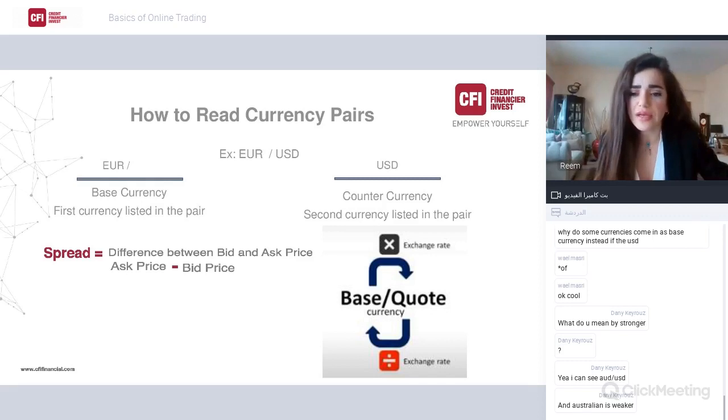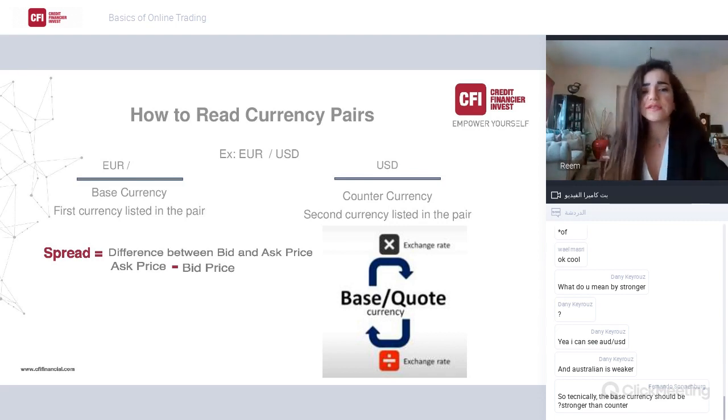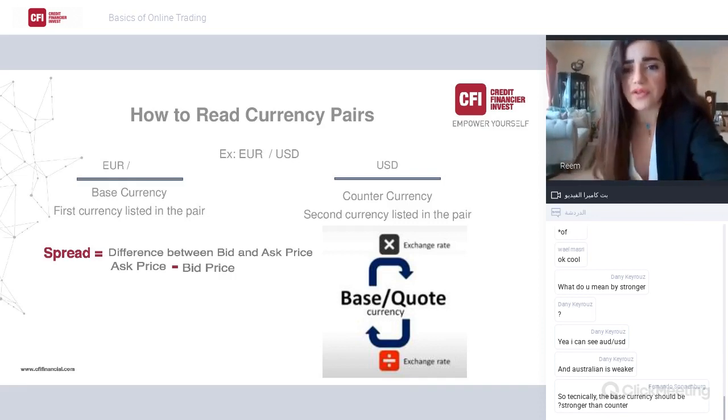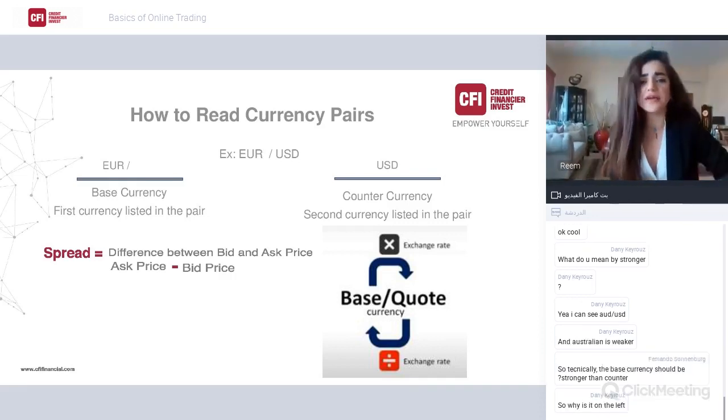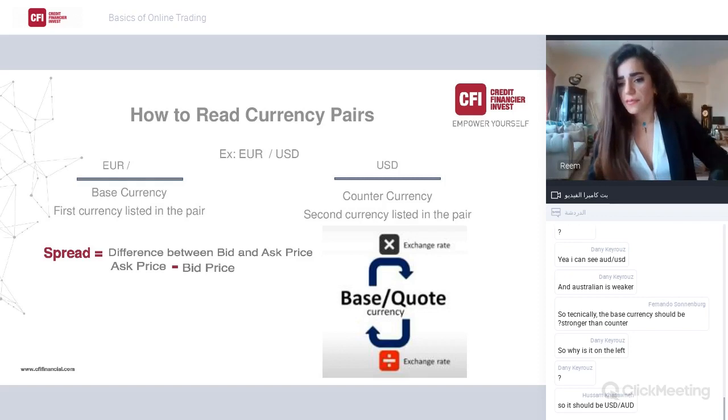Yes, exactly. The Australian is weaker, so it should be the stronger on the left? Yes, absolutely, Fernando. Usually the base currency is stronger. That's known from hundreds of years ago. The base currency is the one that's stronger. Sometimes you might find it otherwise. So why is the Australian on the left?